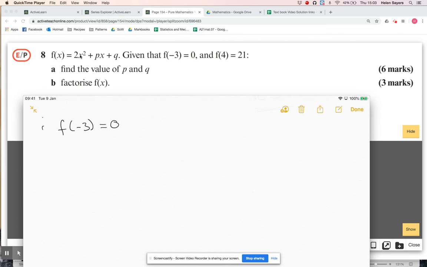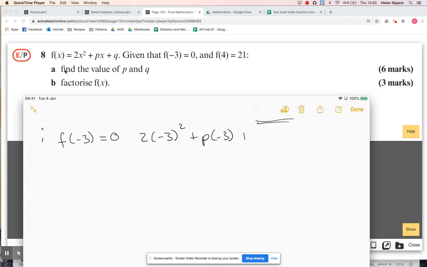So if I substitute -3 into this, so 2 times -3 squared plus p times -3 plus q, that should all equal 0. And that actually means that x plus 3 is a factor, but we probably don't really need to look at that specifically until part B. So let's tidy that up. So -3 all squared is +9, so that's going to be 18. We'll write that as -3p plus q is 0.